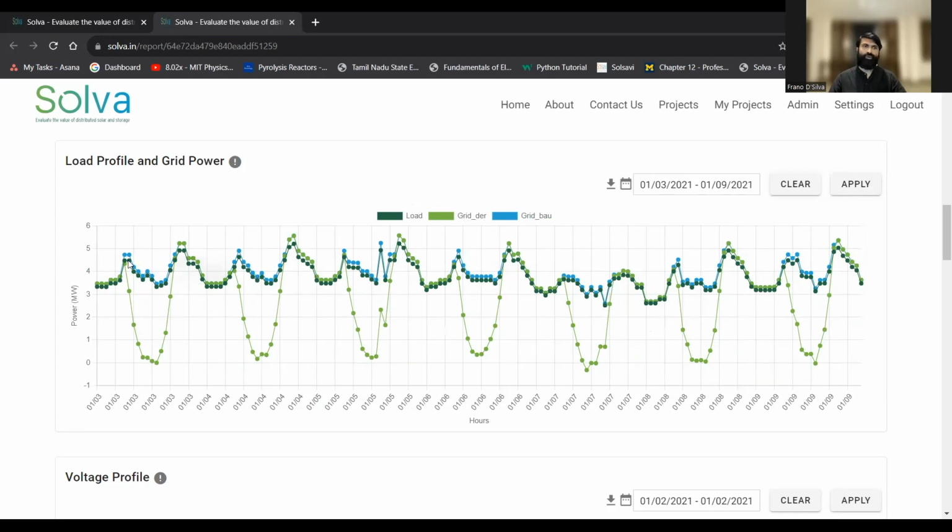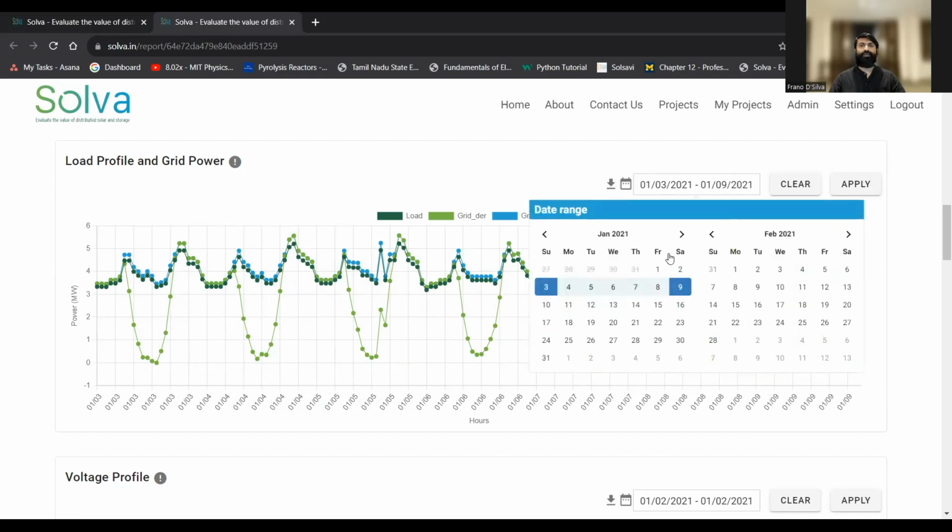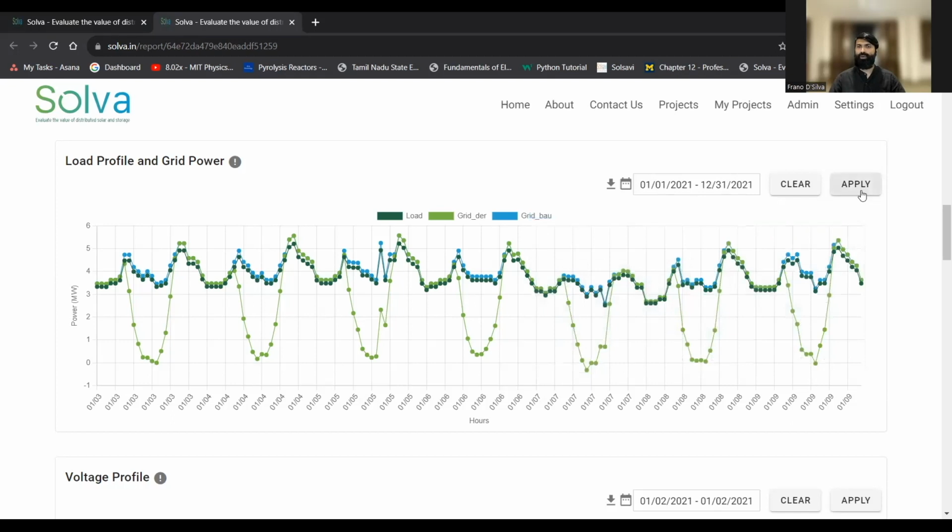As you can see, during solar hours, the grid contribution reduces with integration of DER, and this continues in a similar way during solar hours throughout the whole week. We can also select a date range for the whole year and see how the load profile and the grid profile behave for the whole year in this particular case.